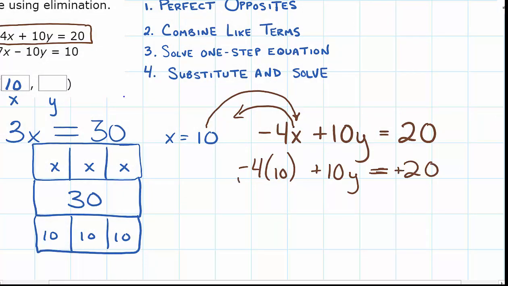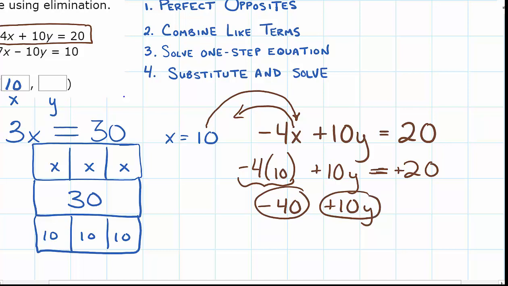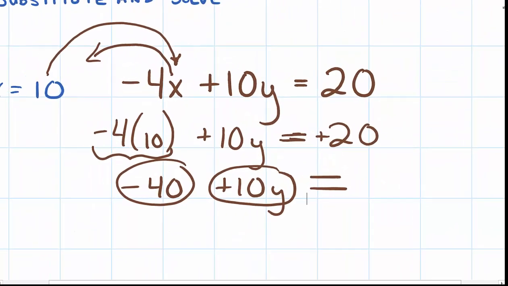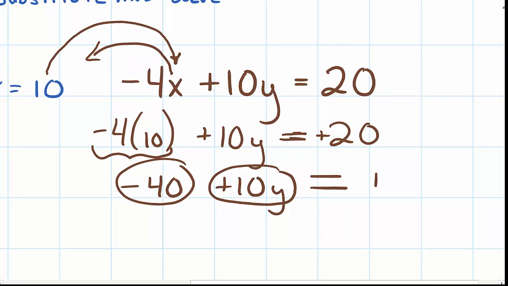Okay, negative 4 times 10 is negative 40. So now I'm going to look at these as single terms. Negative 40, positive 10y, that's on one side of my equation. On the other side, I've got a positive 20.